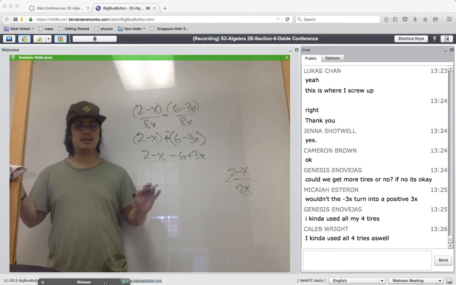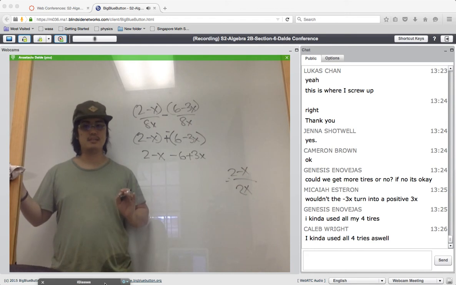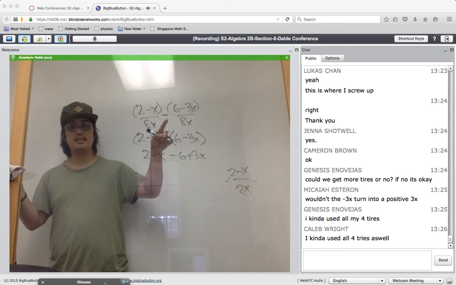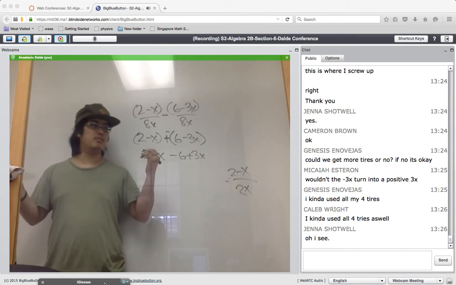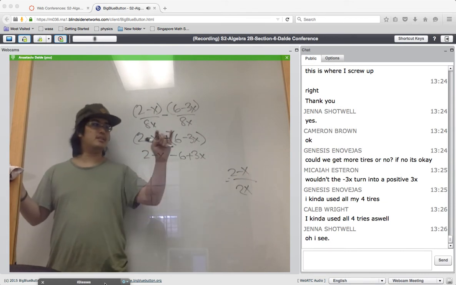And that would make a big difference in your answer. So be careful if there was a plus here and a minus here. The other thing that you guys need to make sure that you're careful with is if these denominators were different.